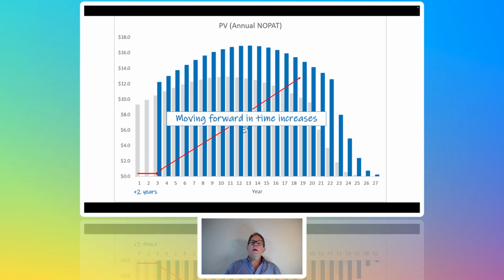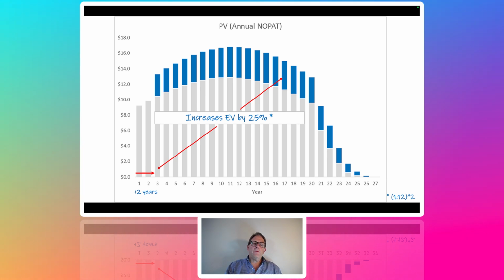in time. 2 years later, everyone says, look, we've got a higher magnitude because they beat those numbers. And we're going to use the old growth rate on the new higher numbers. We're going to keep the magnitude higher. We're going to keep the duration at 25 years. Guess what? We increase again, and you increase the enterprise value by 25%, which is, guess what? 12% compounded for 2 years.